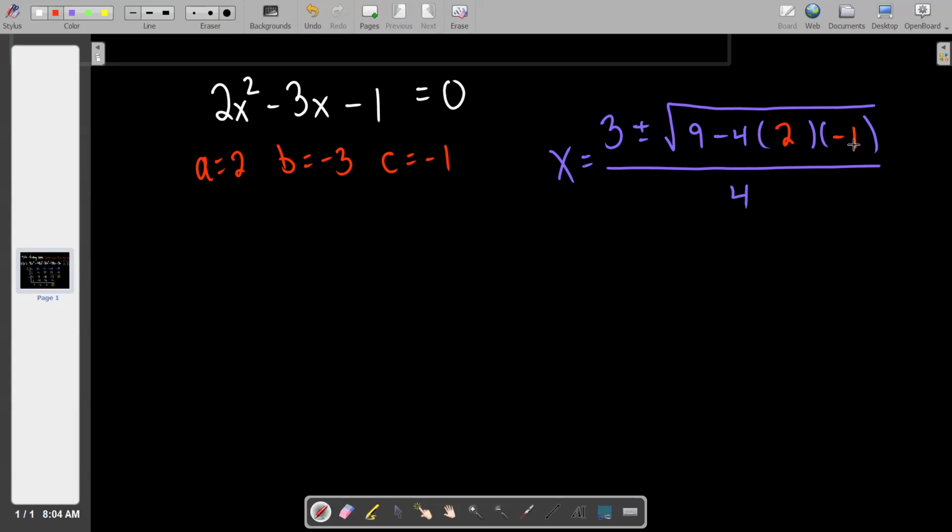What's going to happen, and what are we going to get inside the square root there? 9 plus 8, right? It's going to turn to addition because the minus and the negative are going to hit each other. So at this point, the discriminant becomes 9 plus 8, which is 17. So this one is a pretty quick journey because we know that the square root of 17 is pretty much just dead trash. And so we can say x equals 3 plus or minus the square root of 17, all over 4.